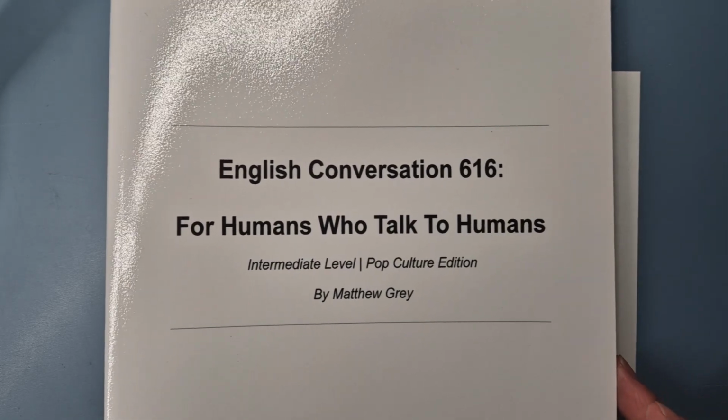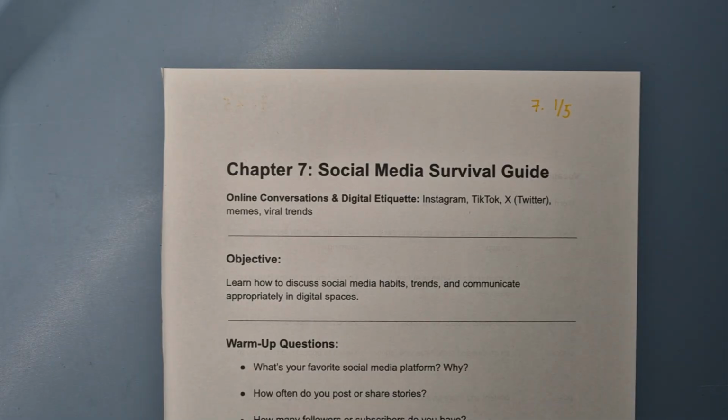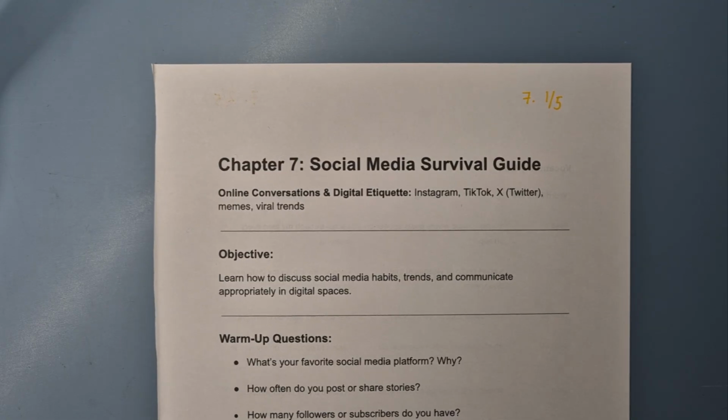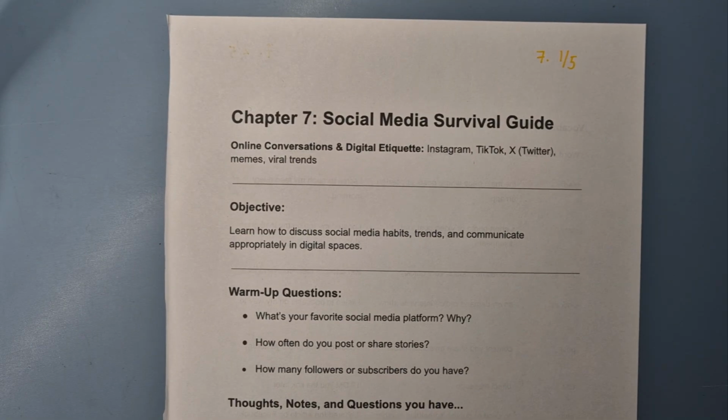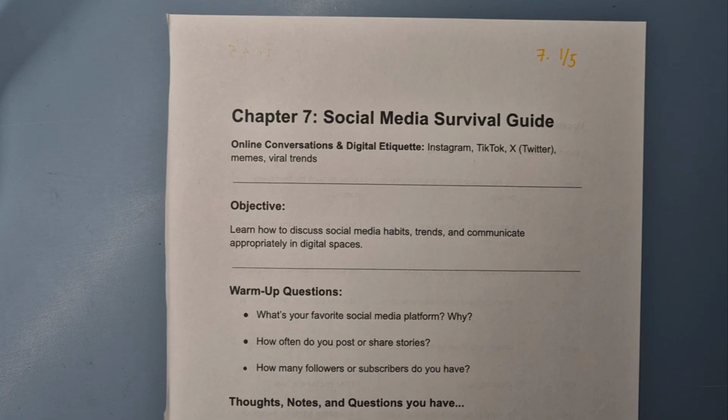We're on chapter 7 now. This is called Social Media Survival Guide. This chapter has 5 parts. This is part 1 where we'll go through the warm-up questions, and we'll look at the key objectives for this chapter as well.